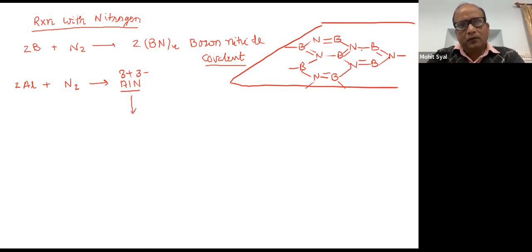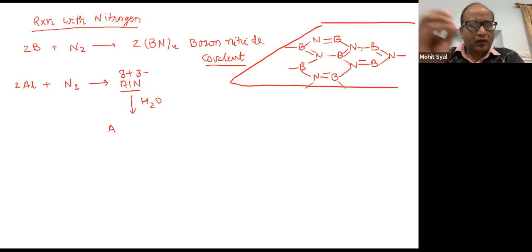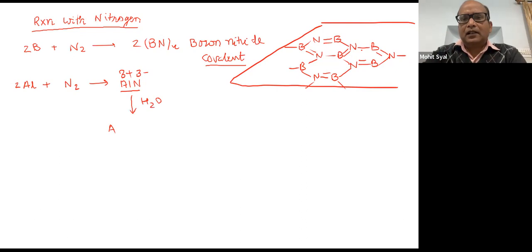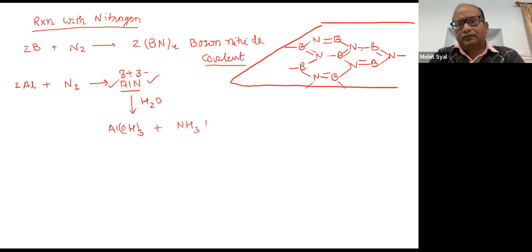The proof of this +3 and -3 is that ionic compounds upon putting water undergo hydrolysis. Water is H plus and OH minus, so put H plus on N3 minus and OH minus on Al3 plus. You will end up with Al(OH)3 and ammonia. We discussed last time that ammonia is a colorless gas having a pungent odor. It has a basic nature and will turn red litmus blue.